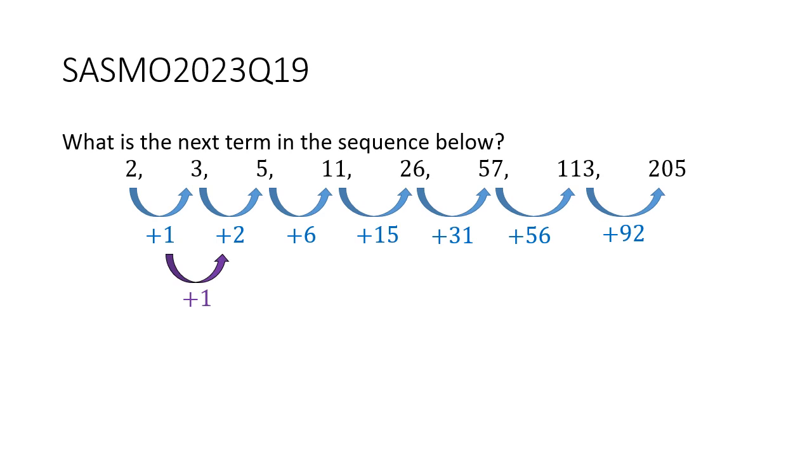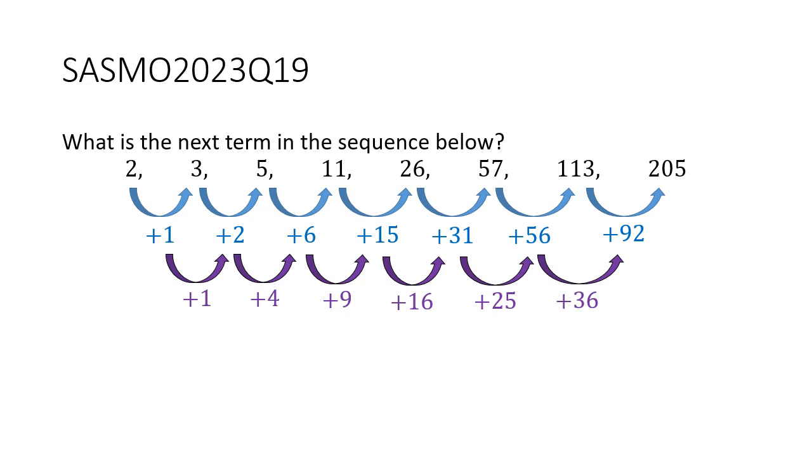See, from plus 1 to plus 2 is just a plus 1. From plus 2 to plus 6 is a plus 4. Then a plus 9, a plus 16, a plus 25, and a plus 36. And by now you should see a pattern. You see that the purple gaps are all square numbers. Therefore, the next difference has to be a plus 49, meaning it's going to be a plus 141, meaning that the next number in the sequence is 345. 205 plus 141.